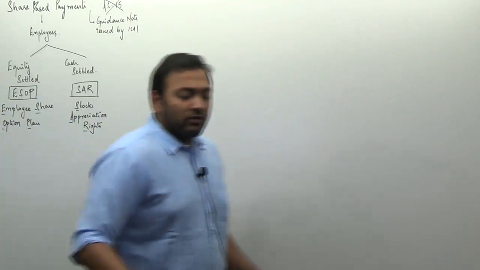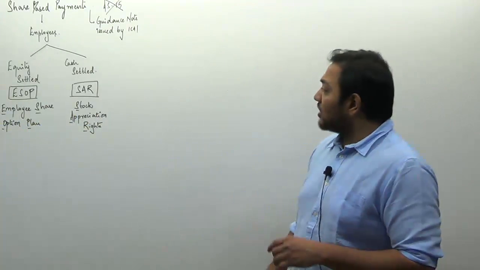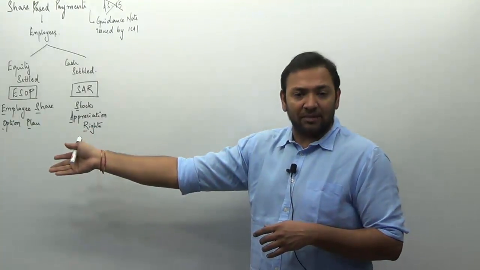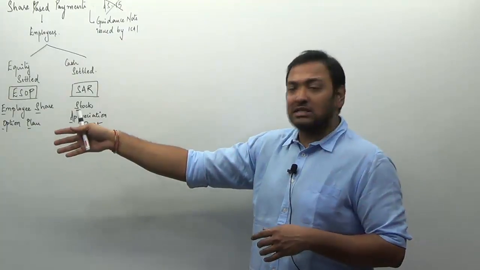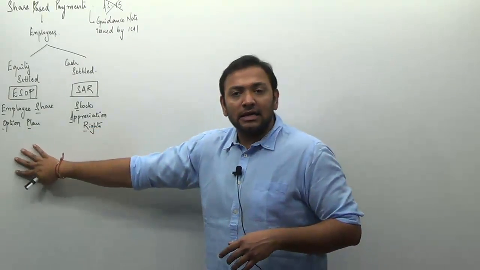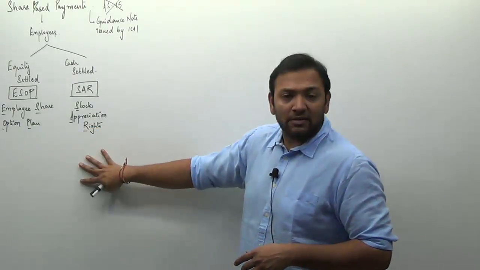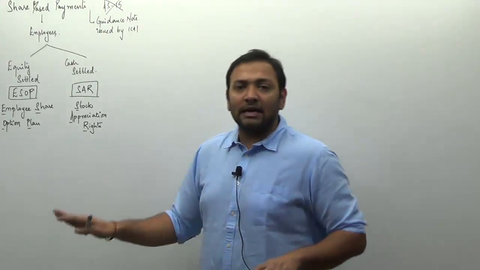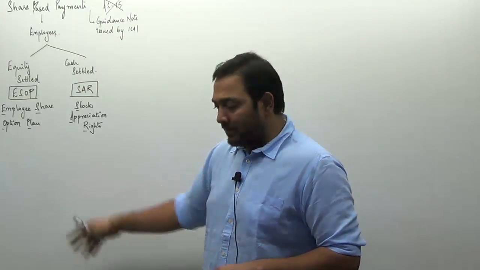Now, when we are discussing either of these, the accounting treatment is almost the same except for the settlement entries. Here the settlement is in shares, here the settlement is in cash. That is the only settlement entry which differs. Otherwise, the remaining entries for both the schemes are always the same.